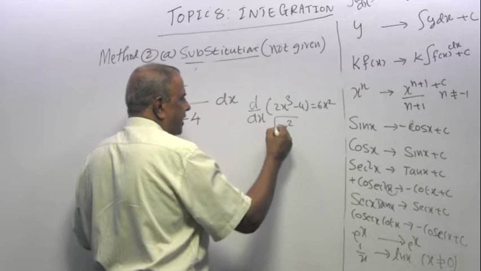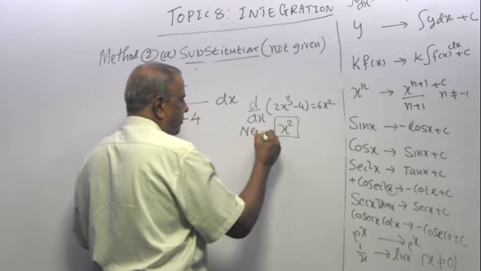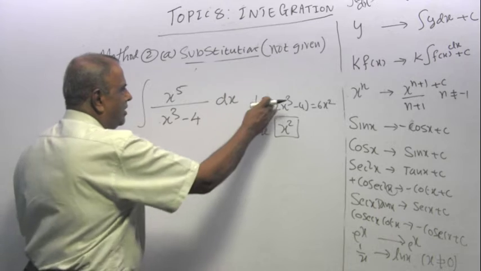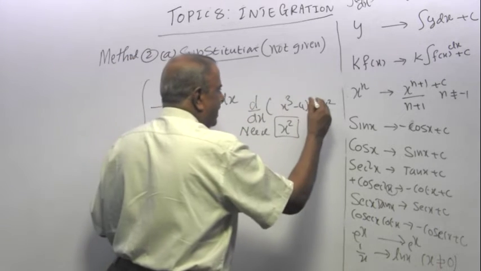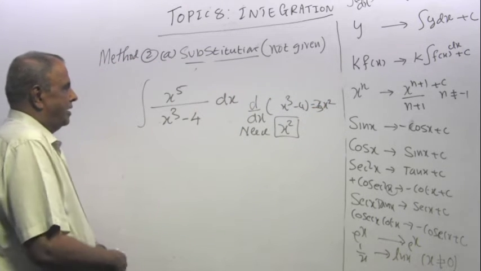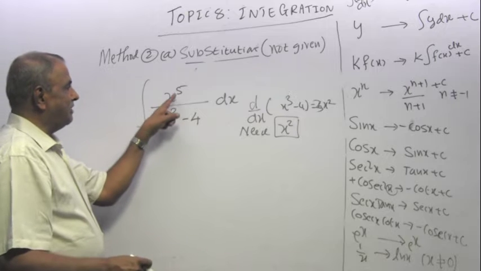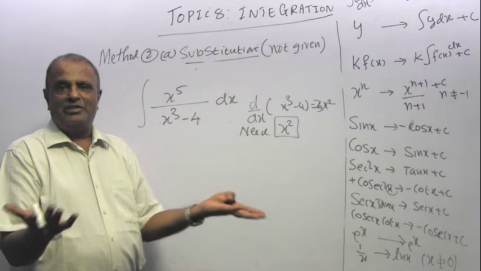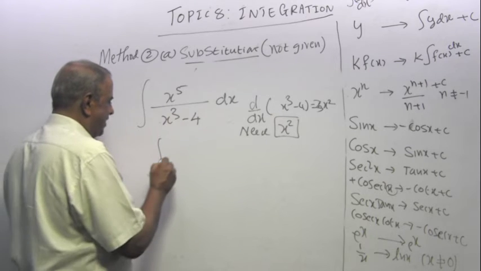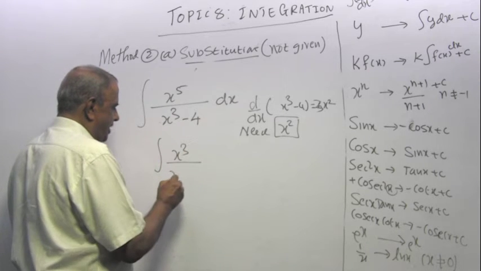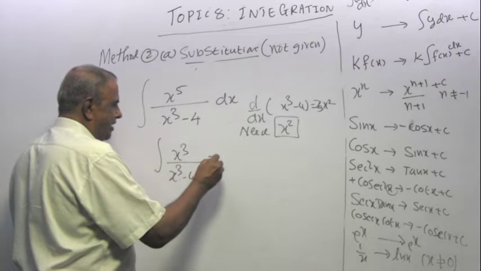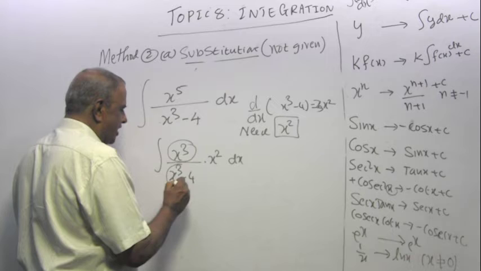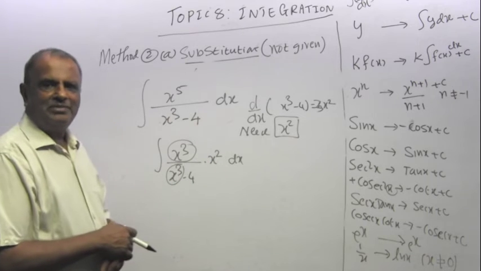I need an x squared, right? What do I have here? Oh, let me make it x cube minus 4. Why bother? 3x squared. I have x power 5. I need an x squared. What happens when you remove an x squared? Don't you get an x cube? So can you write it as x cube over x cube minus 4 times x squared dx. Whether I differentiate that or that, I still get an x squared, don't I?